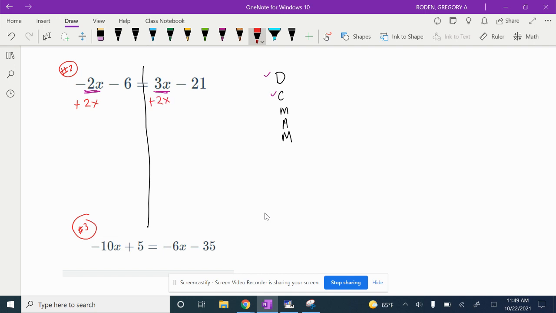See what I'm doing here? If you have negative 2x and you add a positive 2x, those cancel out to 0, and we do not need to write the 0. It's gone. So now we just have this negative 6 on the left side. Now, what do we have on the right side? 3x plus 2x is 5x. So we have 5x, and we still have the minus 21.